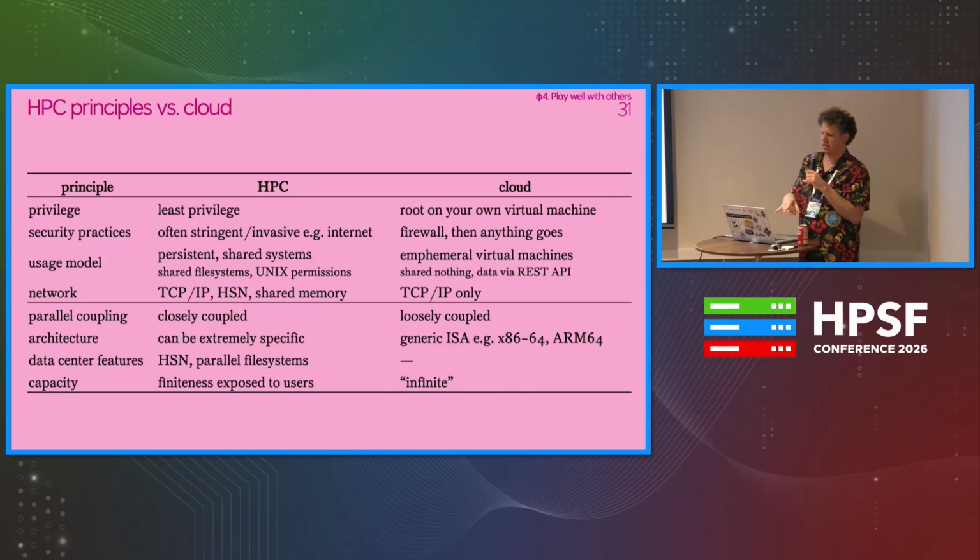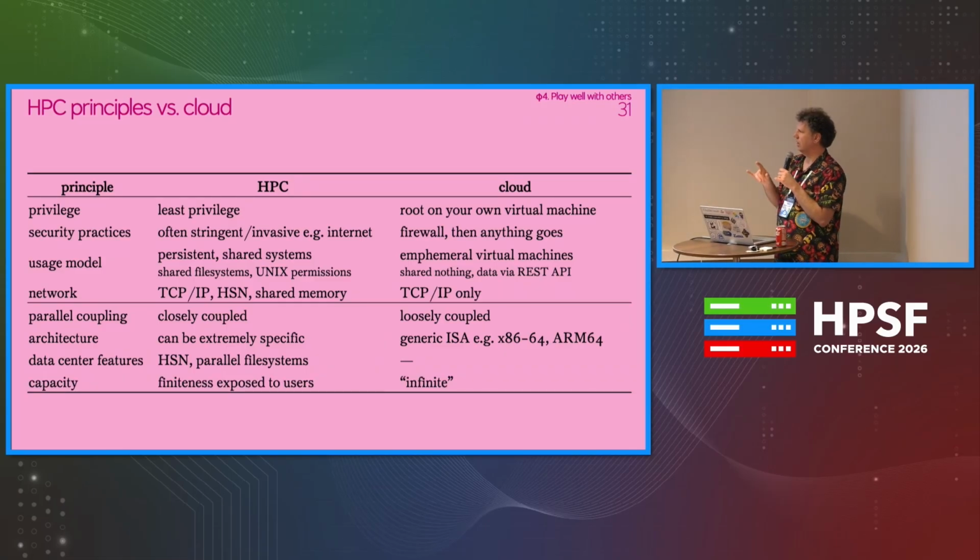Another one is capacity, right? So HPC data centers are finite, and users know that, and it's very obvious to them, right? Cloud data centers are also finite, but they work really hard to pretend that they're not.